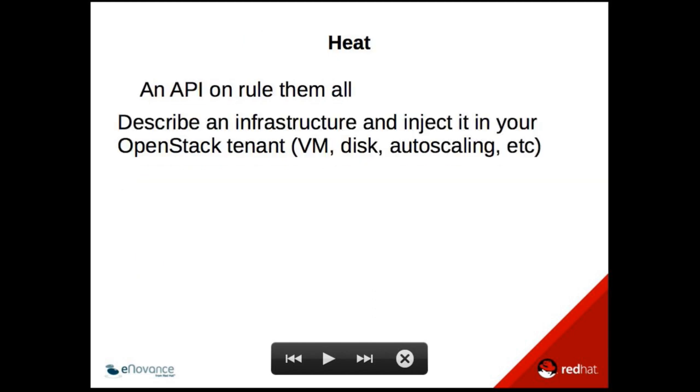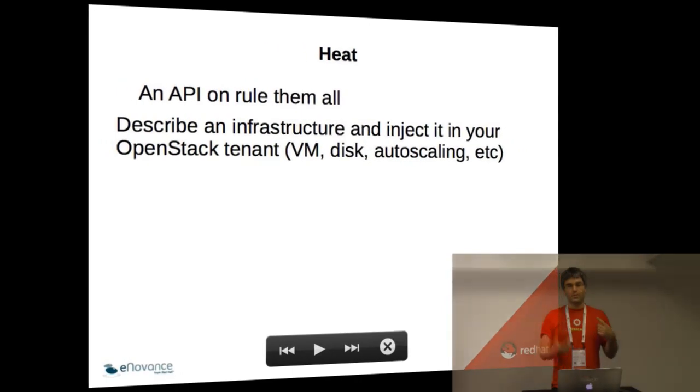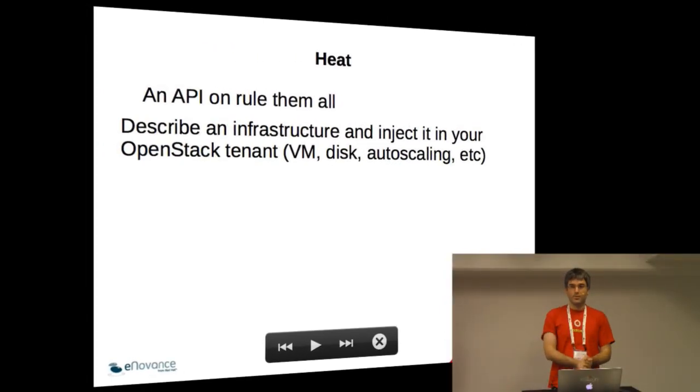Okay, so it is just an API on top of the different APIs of the services that OpenStack provides. And the idea is that you can describe your infrastructure in a YAML file and inject it in it and get your infrastructure deployed in your tenant as you want. Okay, so the virtual machines, the image, the disk, etc. So this is OpenStack Heat, and this is a project that was already existing before TripleO.